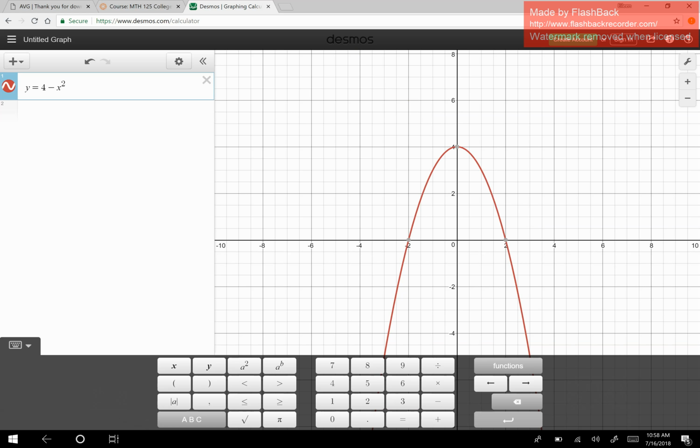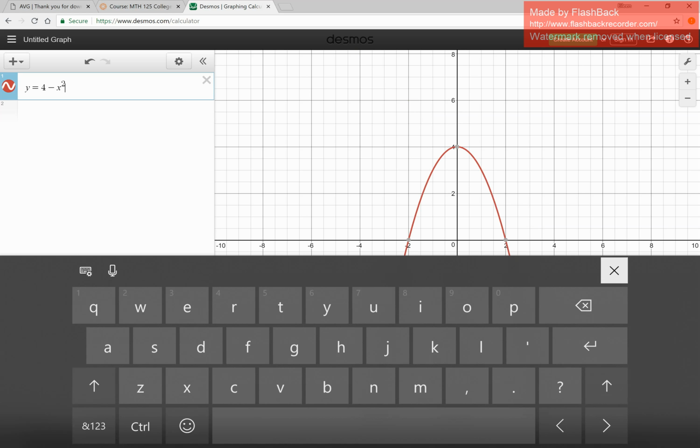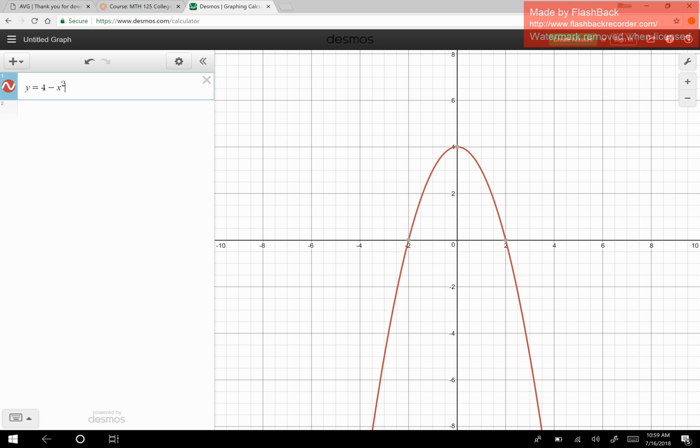The Desmos, so this right here, if you can see it, the bottom part right here is a part of Desmos, and the other part is a part of my computer. And so here we can see the graph right here. And notice it's a parabola, and because it's a minus x squared, notice the parabola is facing downwards, it's frowning.